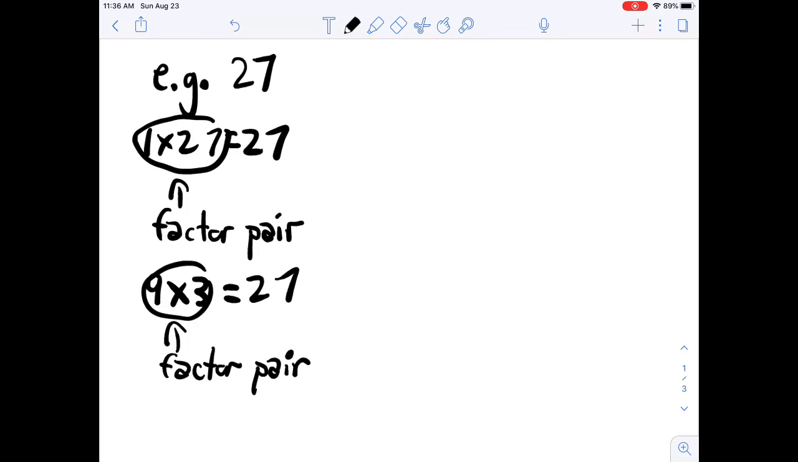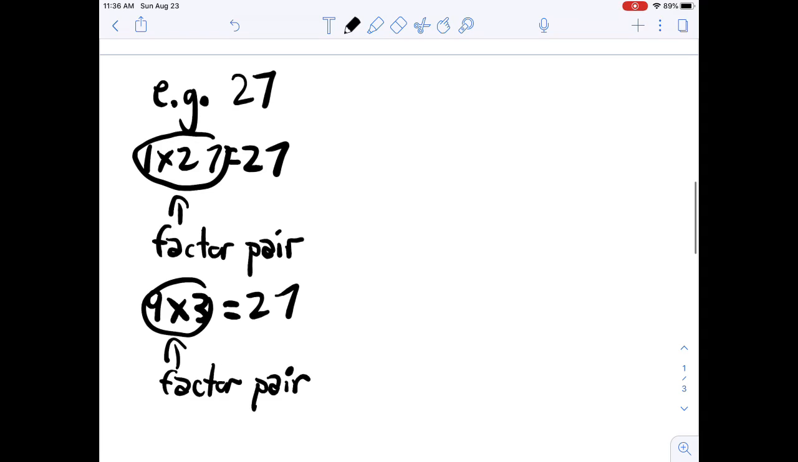So the numbers that I just circled here are the factors of 27. So I'll list them out from least to greatest. So it's 1, 3, 9, and 27. So the number 27 has 4 factors.